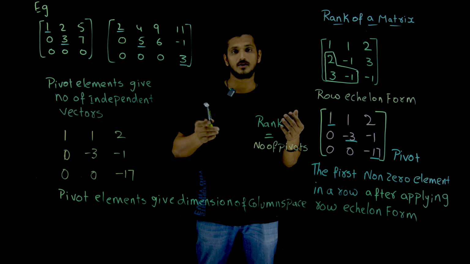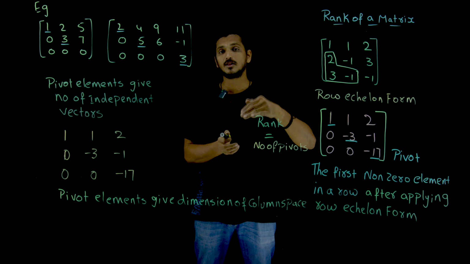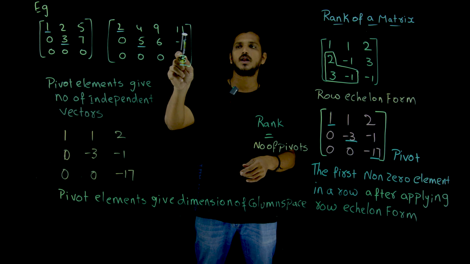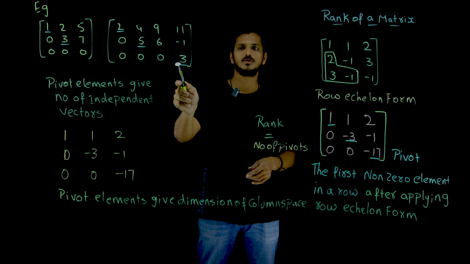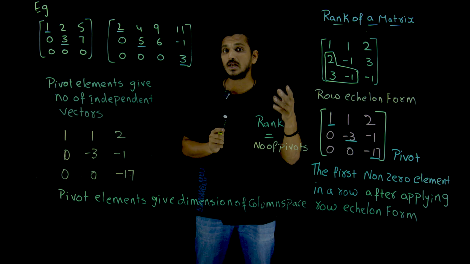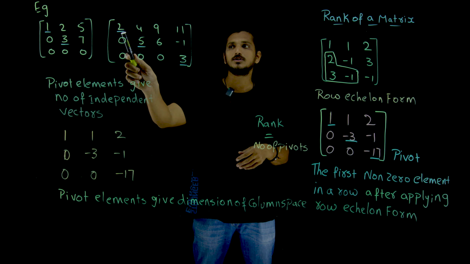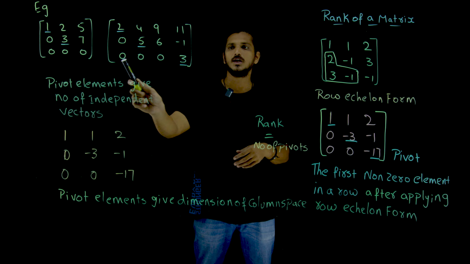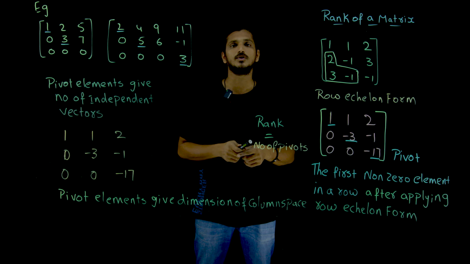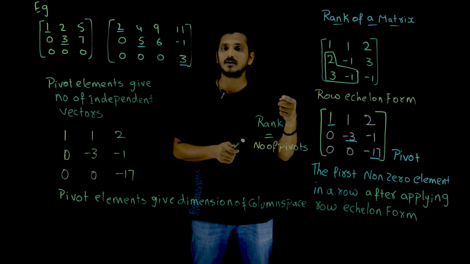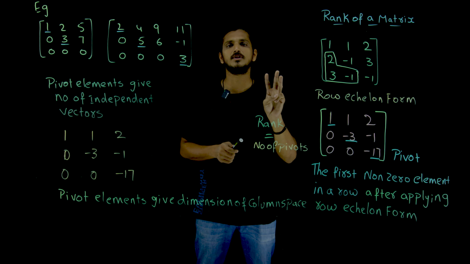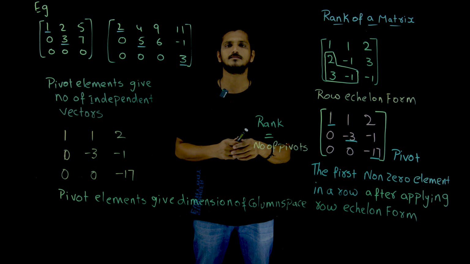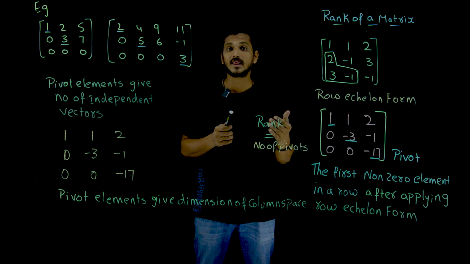Similarly, take one more example. Take a matrix X. After applying row echelon form, this is what we obtained: 2, 4, 9, 11, 0, 5, 6, minus 1, 0, 0, 0, 3. How many pivot elements are there? The first non-zero element in each row, we call it a pivot. So what's the rank of the matrix? The rank of the matrix is 3. 3 pivot elements are there. So this is how we find the rank of the matrix.